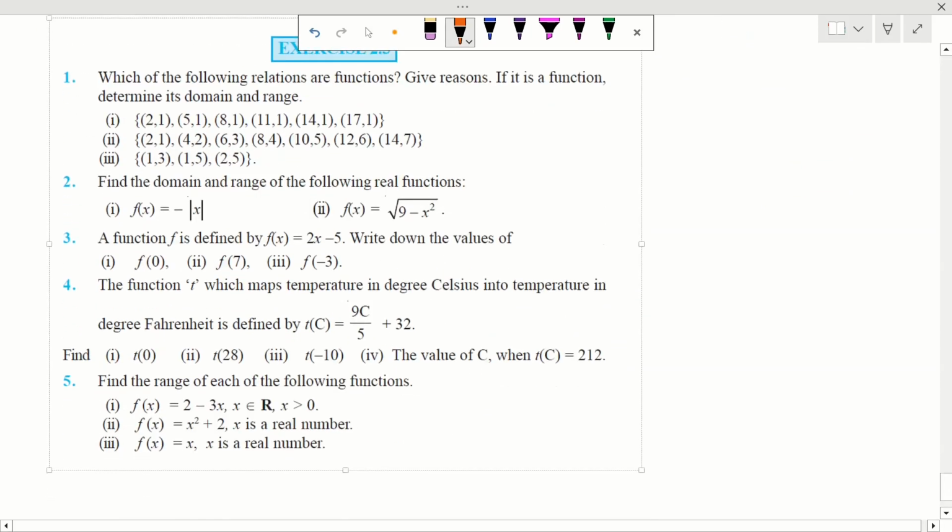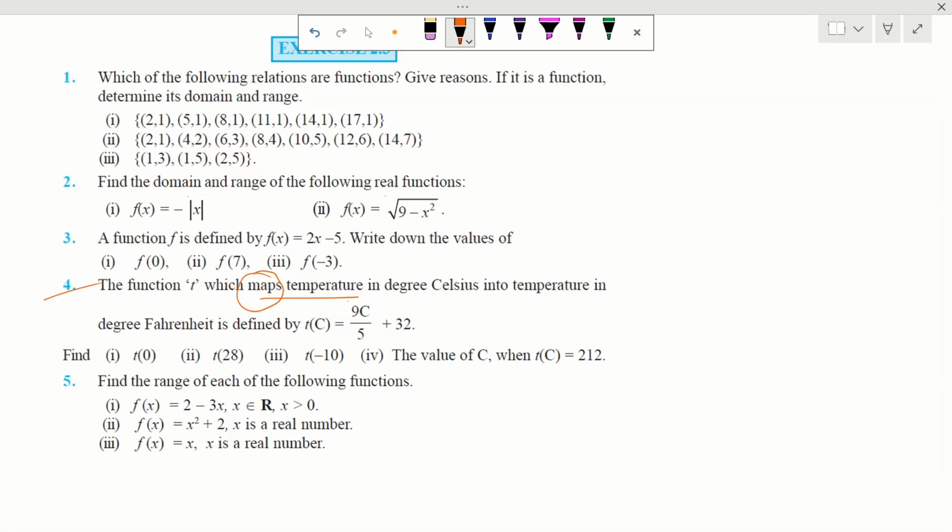Fourth one. The fourth one is given here: temperature maps, which maps at 10. Here the word maps comes. So mapping means what? It is a function. So the fourth one is given a temperature relation. The temperature relation is T = 9C/5 + 32.